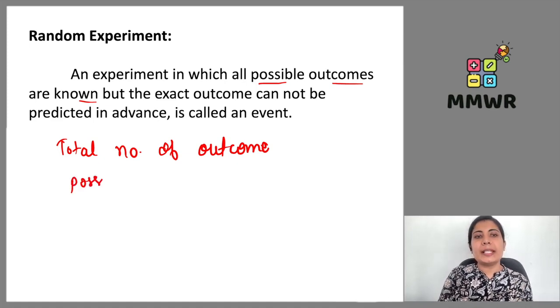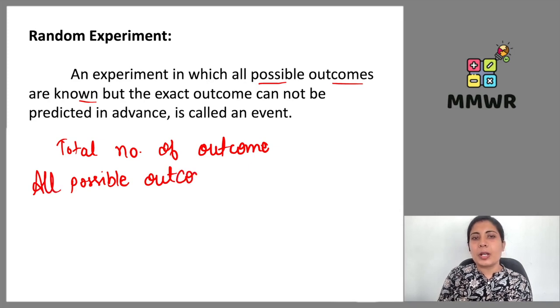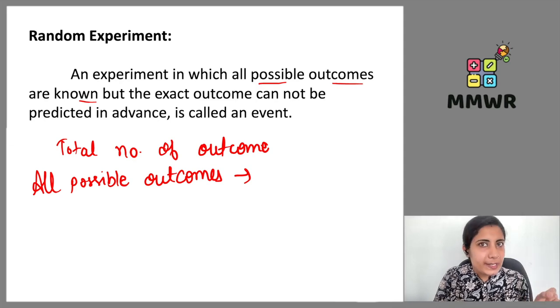So possible outcomes: in any experiment, if we are able to list out all possible outcomes, that means that will be called a random experiment.